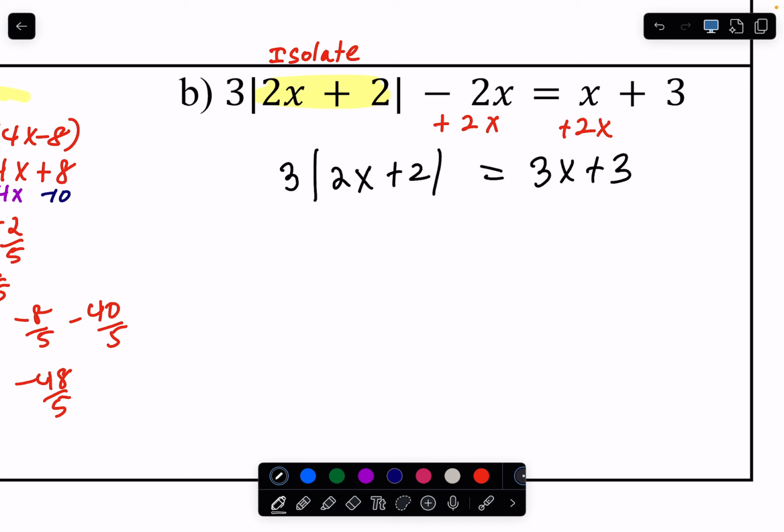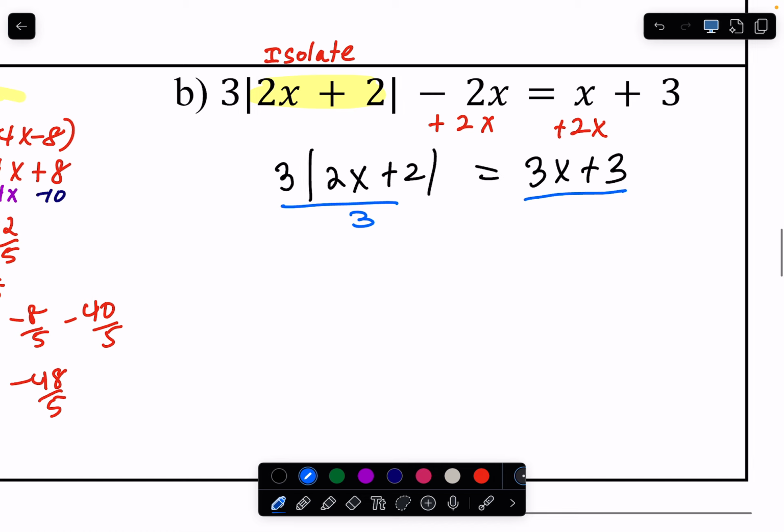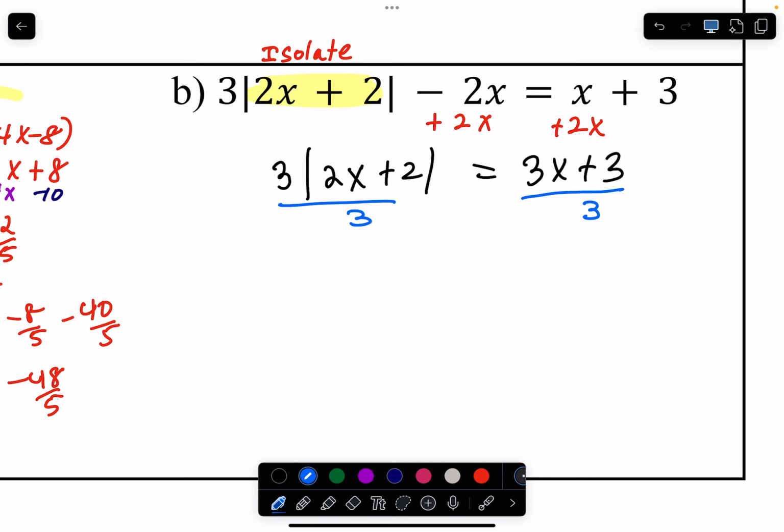If there is a numerical component on the outside, I do suggest dividing it off. Okay? So let's actually divide this side by 3. I have to divide this entire side by 3. Whether you show it on both terms or you do like I did and just put the whole thing over 3, I don't care, whatever, okay? When we divide the left side by 3, the 3's cancel. We're just left with the absolute value of 2x plus 2.